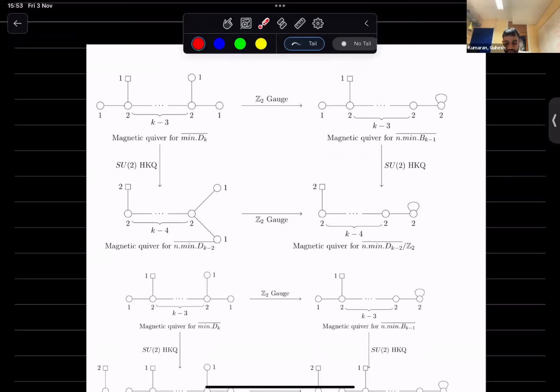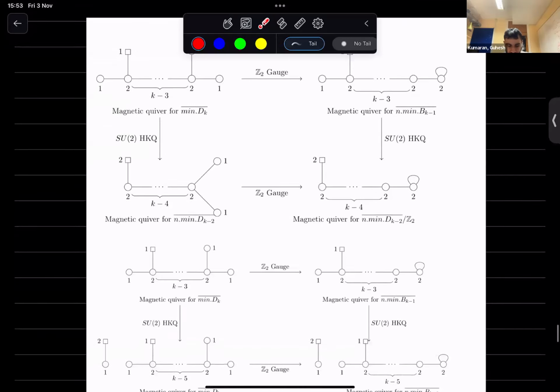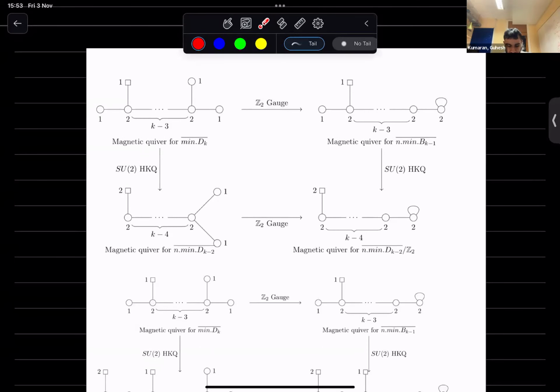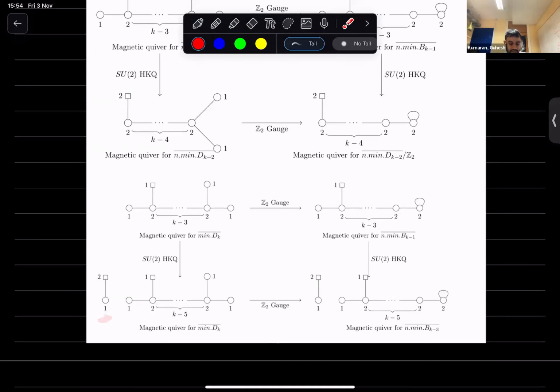But other than commuting, you can also do gauging, as Julius mentioned. You can take these two nodes of U1, combine them together. This will give you a 2 with the loop. So this was done by Zifre, Hanany, also Liketa, Bourget, Hanany. And again, it just commutes with the subtraction and the gauging. So this is kind of nice. At least it's all consistent diagrammatically. Again, you just have the gauging of this minimal dk to the next minimal dk minus 3.